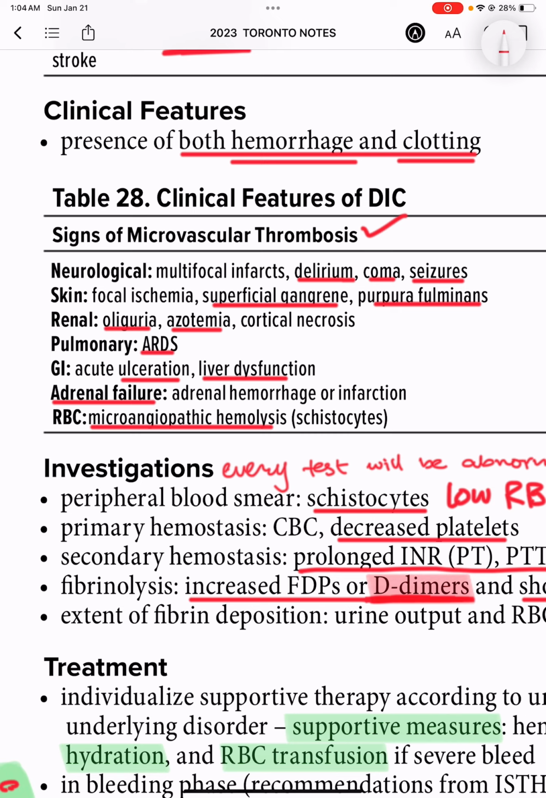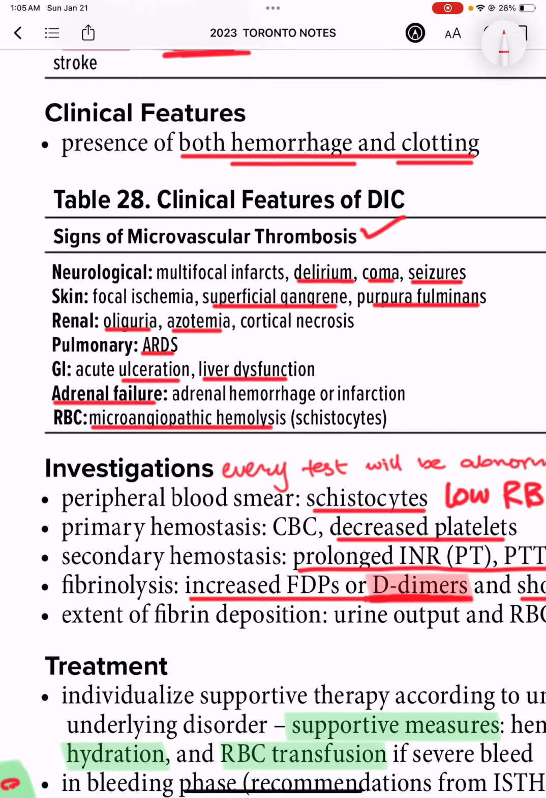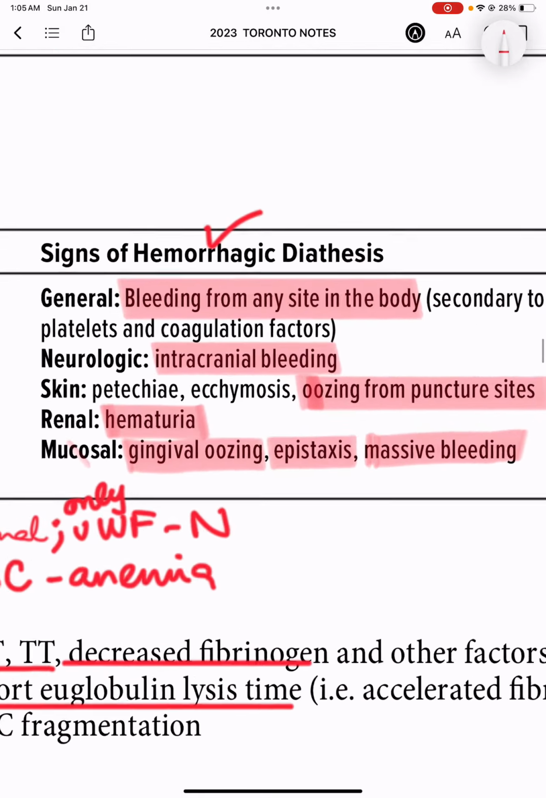And in renal, there would be oliguria, azotemia, more and more urea in the blood, and then cortical necrosis. In pulmonary, there would be acute respiratory distress syndrome. In GI, there would be ulcerations and liver dysfunction. And in adrenal, there will be adrenal failure, and in RBCs, microangiopathic hemolysis with schistocyte production. So that would be microvascular thrombosis, and there would be hemorrhagic features too.